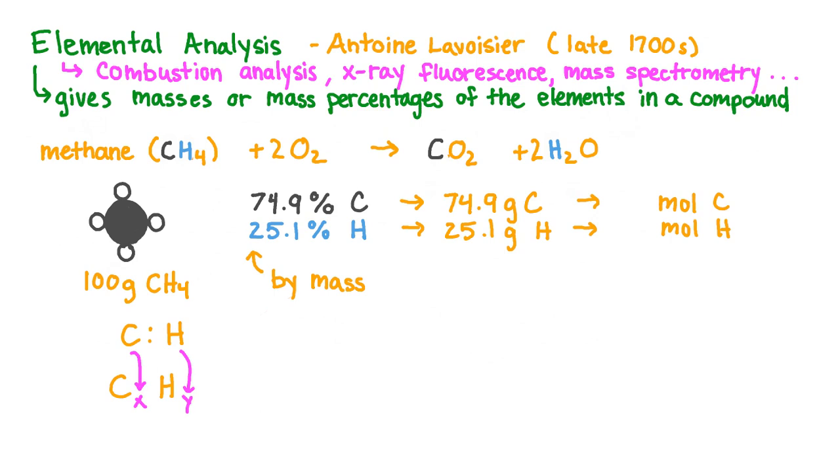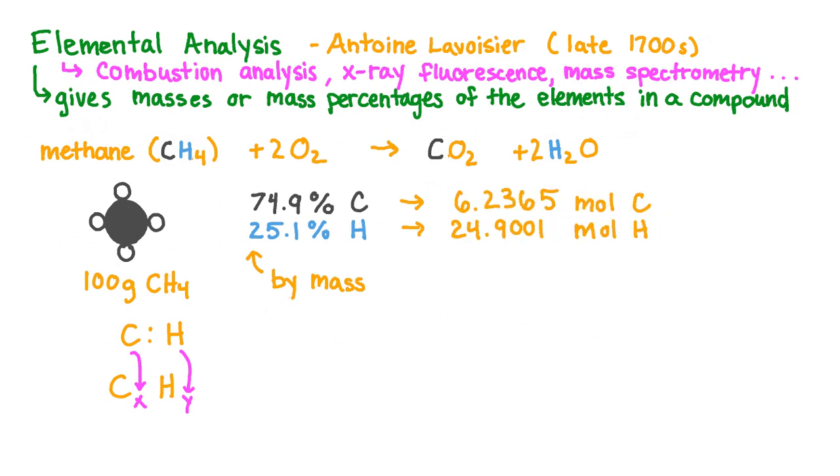We can't use these masses to create a ratio, since there are a different amount of hydrogen and carbon atoms in 1 gram of each element, so we're going to need to convert these masses into moles. We can do this by dividing each mass by the molar mass of the element. The molar mass of carbon is 12.01 grams per mole, and the molar mass of hydrogen is 1.008 grams per mole.